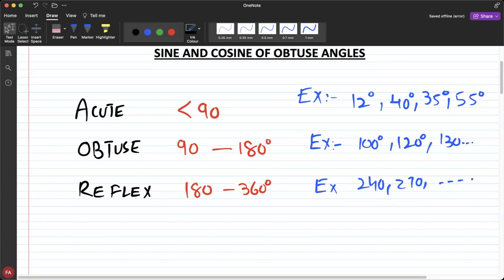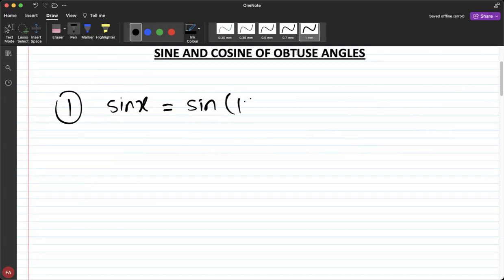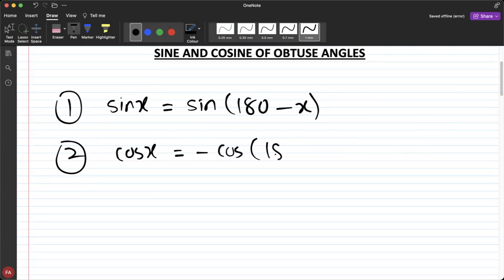Now, if you are in O levels or doing IGCSE, I would expect you to understand that there are two important identities that we have. The first identity is sine of x is equal to sine of 180 minus x. And the second identity is cos of x equals minus cos 180 minus x. And I will explain this to you just in a short while.